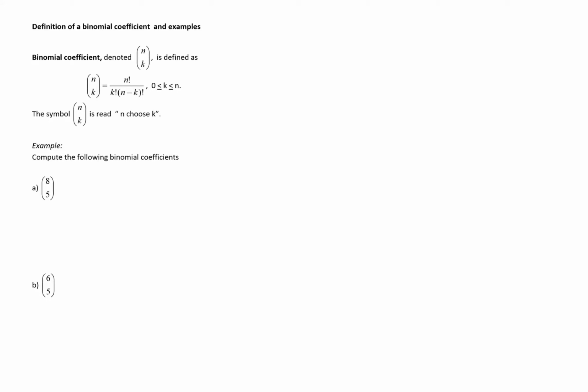A binomial coefficient is an expression that involves two whole numbers, n and k, that could be 0, 1, 2, 3, and so on. It is denoted as n over k within the parentheses. It looks like a fraction, but there is no fraction line, just the numbers n and k in the parentheses, and we are assuming that k is less than or equal to n.